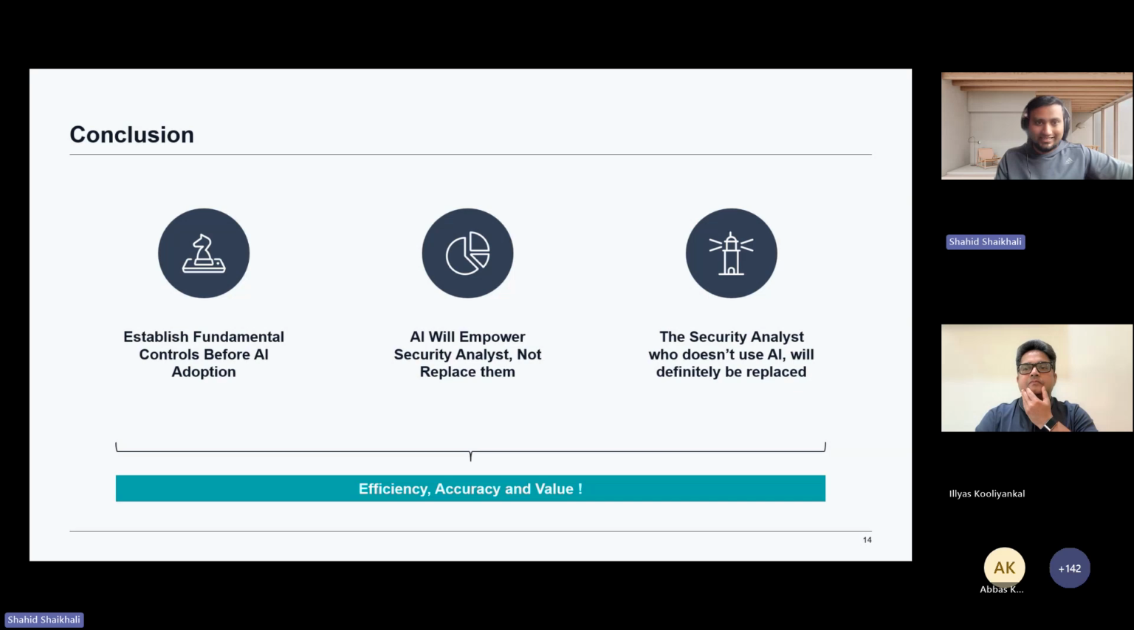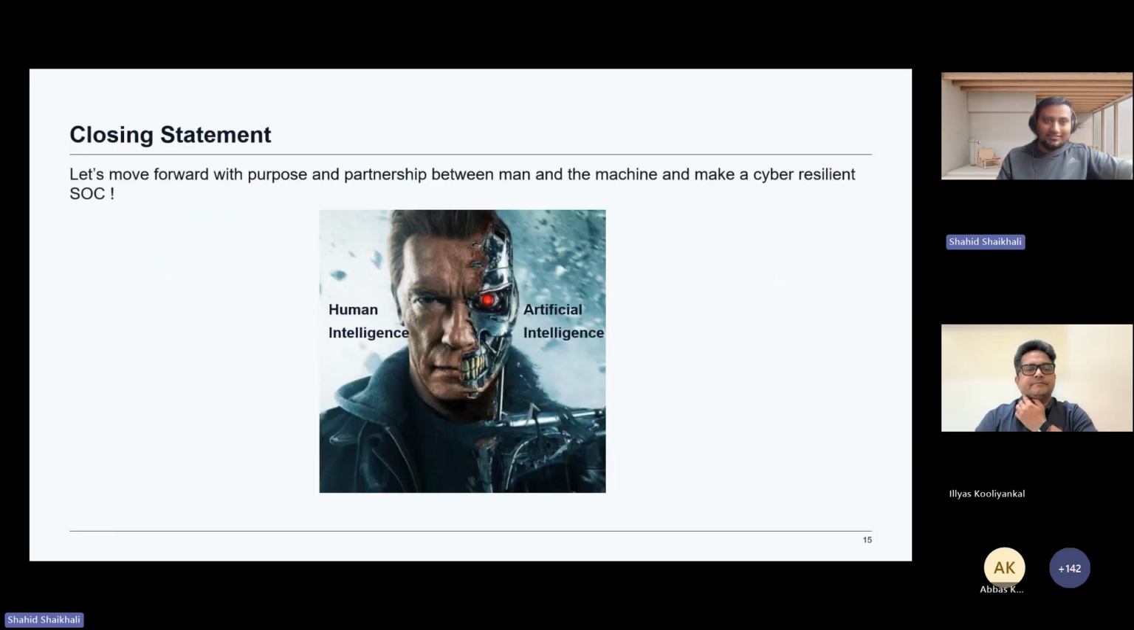Now, with this, what I would like to conclude is that organizations need to establish their fundamentals first before adopting AI. AI will empower security analysts and not replace them, is what I see. While AI will automate L1 and L2 roles, it will empower them again and not replace them. And lastly, the security analyst who does not use AI will definitely be replaced, not by AI, but by another security analyst who does. So that's my conclusion. And closing statement, let's move forward with purpose and partnership between man and machine and make a cyber resilient SOC, which is a combination of human intelligence and artificial intelligence. So that's it from my side. Happy to take any questions.